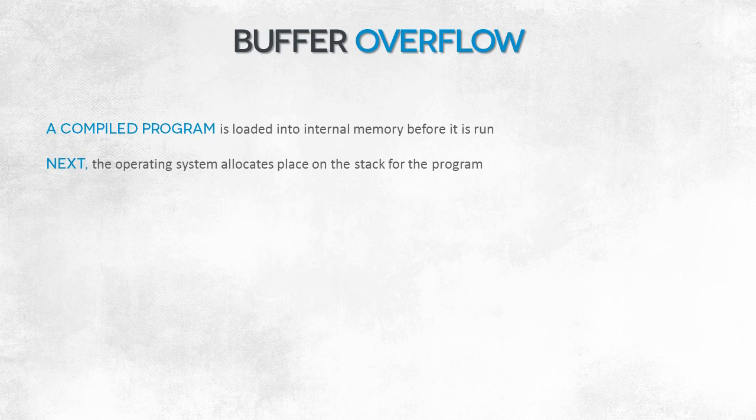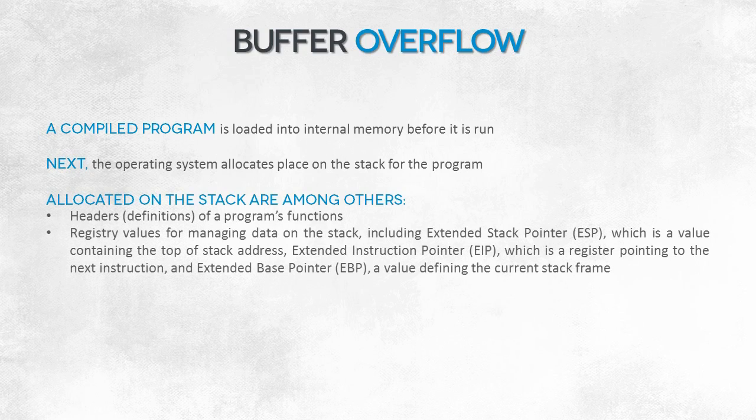A buffer overflow attack might take the following form. We have a compiled program, for example, an exe file, and want to run it. The program has to be loaded into memory. An operating system allocates a place on the stack for the program since it has to control the program in some way. The stack will contain the program's function headers and control register values. The registers will include ESP, where the address of a currently executed function will be located, and EIP, which indicates the data buffer of a currently executed function.